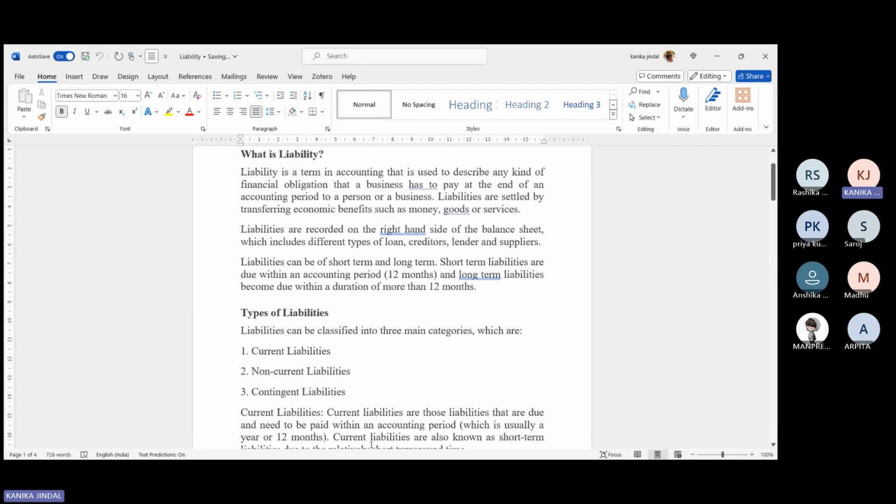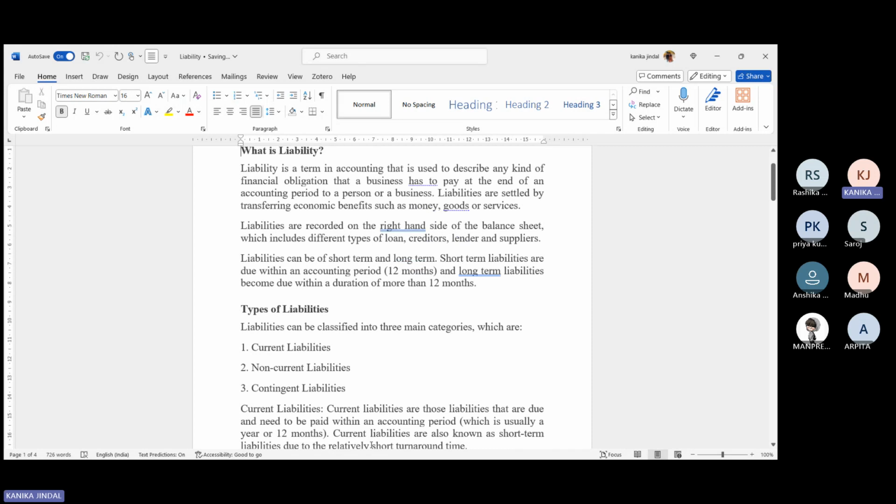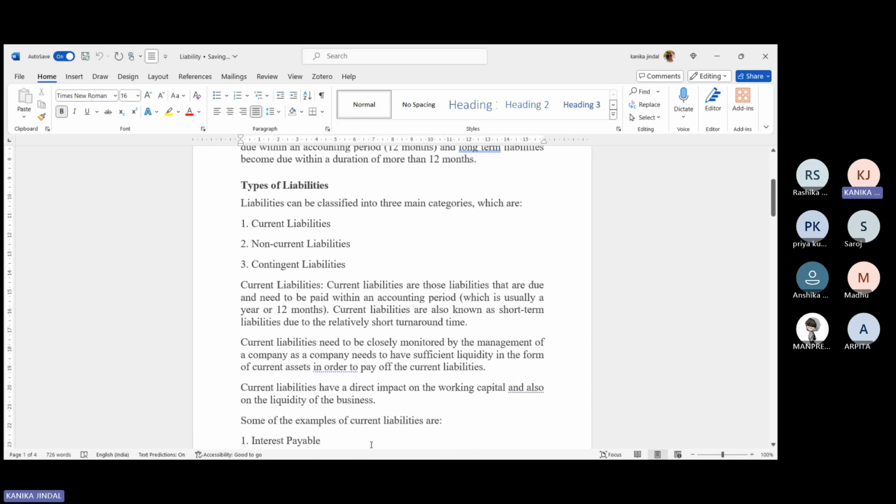Now, various types of liabilities. The main three categories of liabilities are current liabilities, non-current liabilities, and contingent liabilities. So, let us understand about current liabilities first. Current liabilities are those liabilities that are due and need to be paid within an accounting period, which is usually for a year or for 12 months. Current liabilities are also known as short-term liabilities due to a relatively short turnaround time.